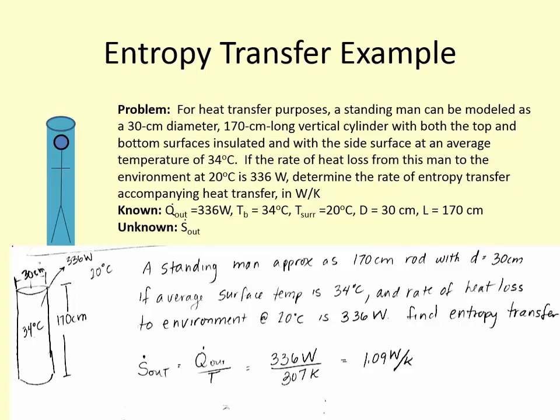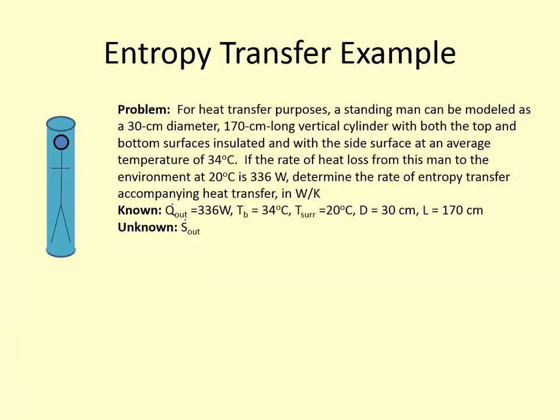Okay, so we could also look at the entropy change of the man plus the surroundings. So if we were to look at that, we would have to look at the change in entropy of the system plus the change in entropy of the surroundings. And in this case, it would be Q dot out over T sub B, that's a negative, plus Q dot in over T of the surroundings. And if we put in the numbers for that, we get a negative 1.09 watts per Kelvin plus a 1.14 watts per Kelvin. So the net change is 0.05 watts per Kelvin.